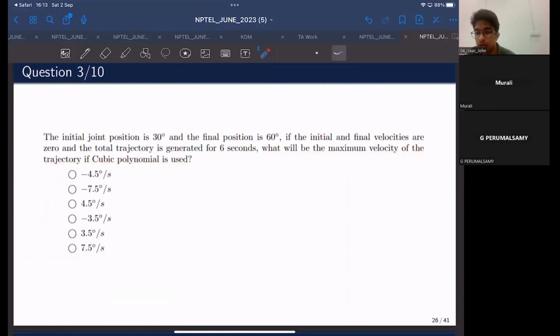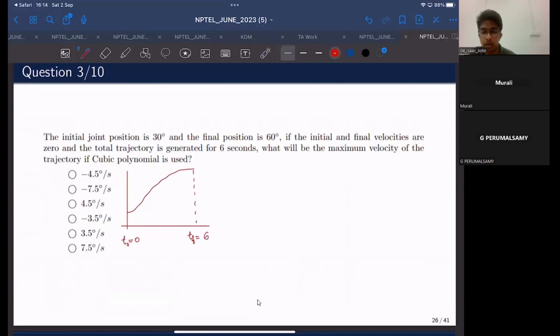So how do we approach this problem? We know that we are dealing with the cubic trajectory. We'll depict it somewhere over here. We'll draw something like this. A cubic trajectory. So we'll consider our initial time t0 to be 0, our final time tf, in the question, it is given as 6 seconds.